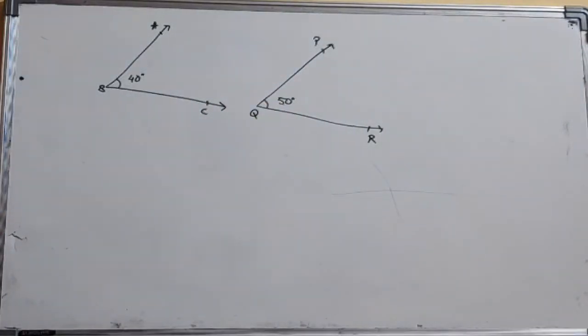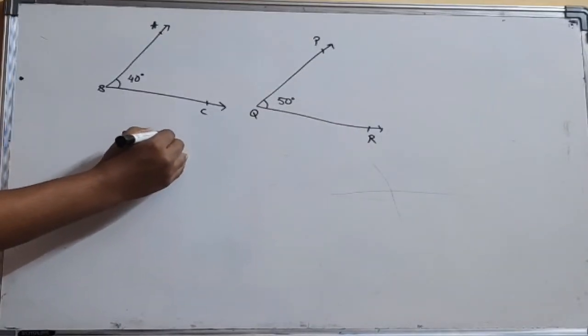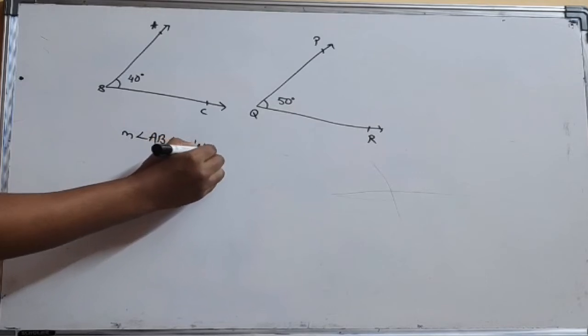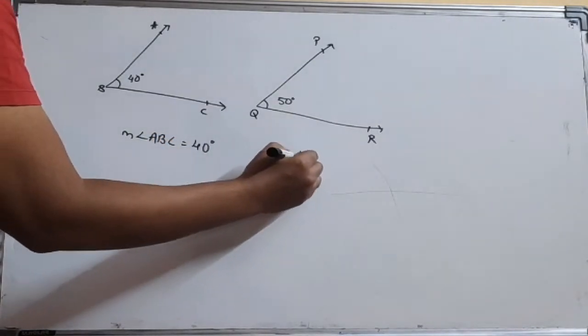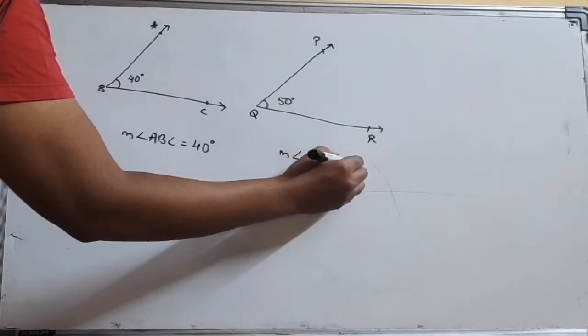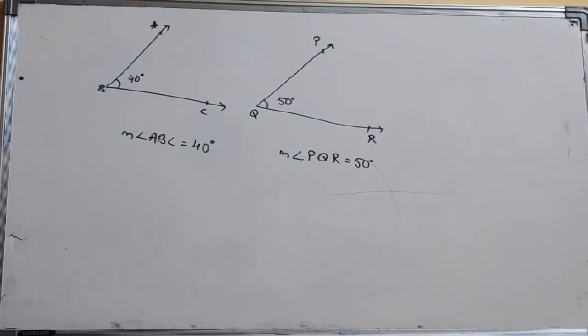So how do we write? We are going to write measure of angle ABC is equal to 40 degrees and measure of angle PQR is equal to 50 degrees. Okay, this is how we write the measures of two angles.